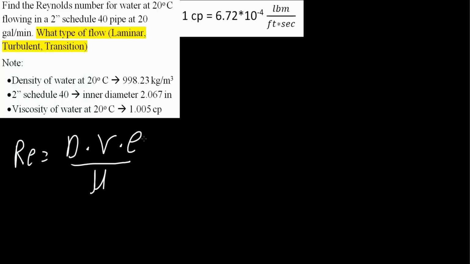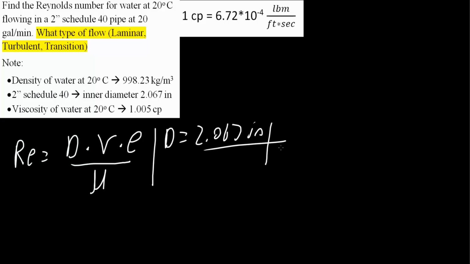A good idea is to convert everything to similar units, because Reynolds number is unitless. So D is equal to 2.067 inches, because we have a 2-inch Schedule 40 pipe, and so the inner diameter is 2.067 inches. We know that 12 inches is 1 foot, and so we would get 0.172 feet.